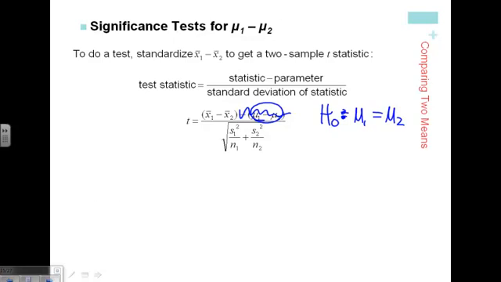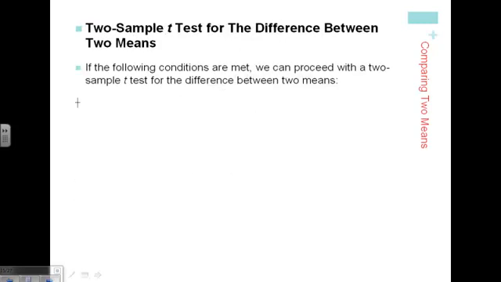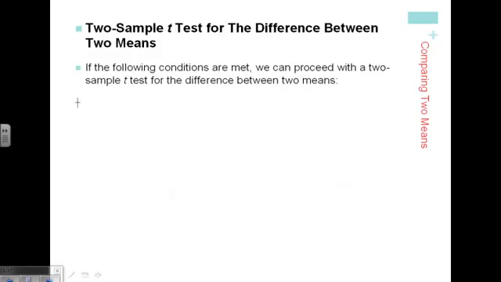All right. And remember, you can either use the aggressive degrees of freedom that come out of your calculator, or you can use the more conservative one that's easier to calculate, the smaller of n1 minus 1 and n2 minus 1. All right?